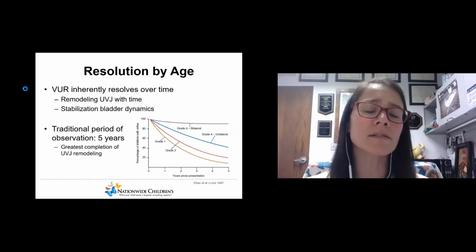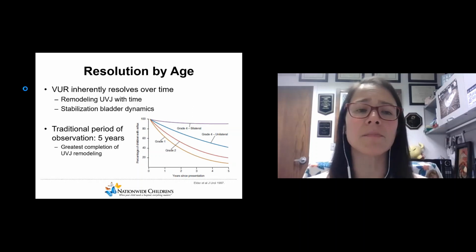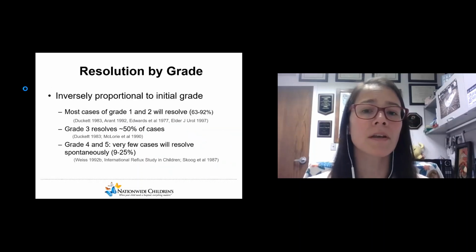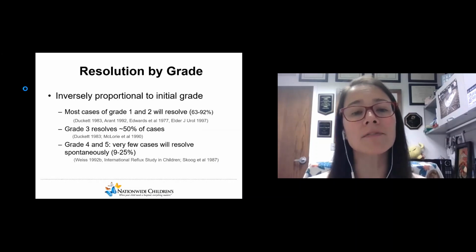But why we think it does resolve in some of the younger kids with time is that they just need remodeling of the UVJ with time, and that they just need stabilization of their bladder dynamics. The traditional period of observation for a young child diagnosed has been 5 years, because that's believed to be when there's the greatest completion of UVJ remodeling. We also knew that reflux resolution is inversely proportional to the initial grade, with those with lower grades having a higher rate of resolution as compared to those with higher grades having a lower rate of resolution.